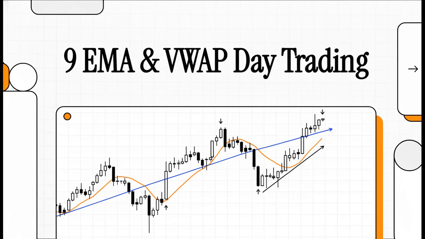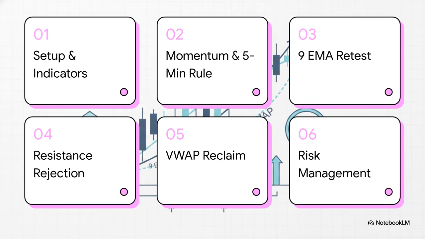By the end of this explainer, you are going to have a systematic approach to reading market momentum and executing high probability trades without constantly second-guessing yourself. So here's our game plan. We'll cover the chart setup and indicators, momentum and the 5-minute rule, 3 specific setups, the 9 EMA retest, the resistance rejection, and the VWAP reclaim, and finally, strict risk management and targets. Let's get right into it.